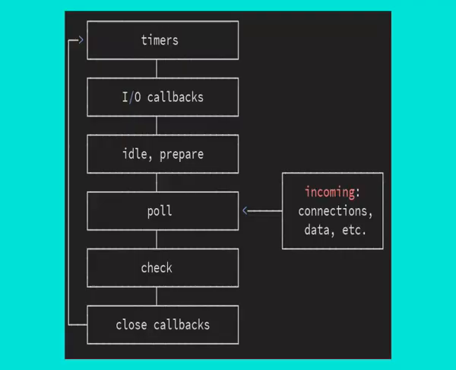So let's just look at this again. We have the incoming connections, i.e. the data, etc. That goes through two things that we haven't talked about yet. We handle the timers. We then handle any of the IO callbacks, and then we poll for more data, etc.